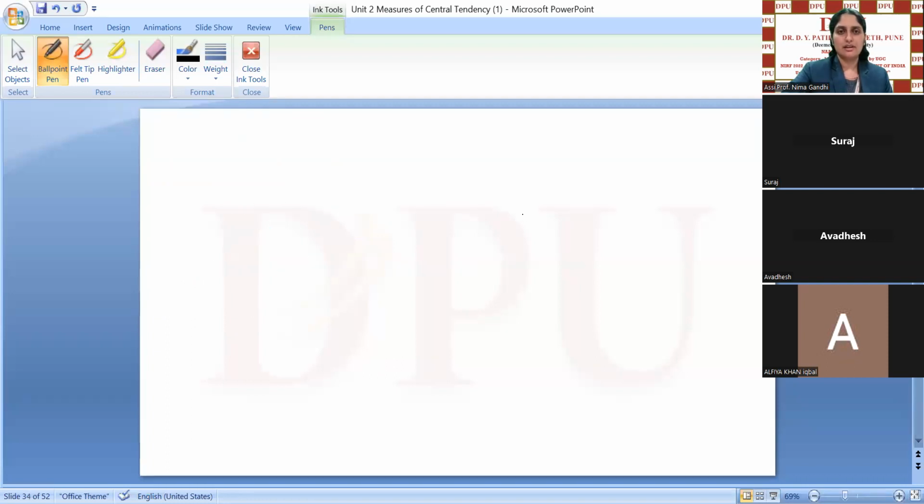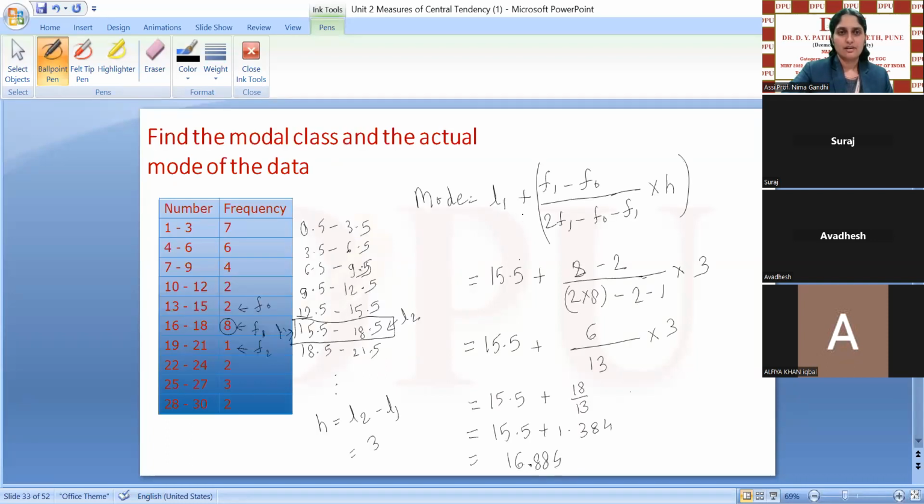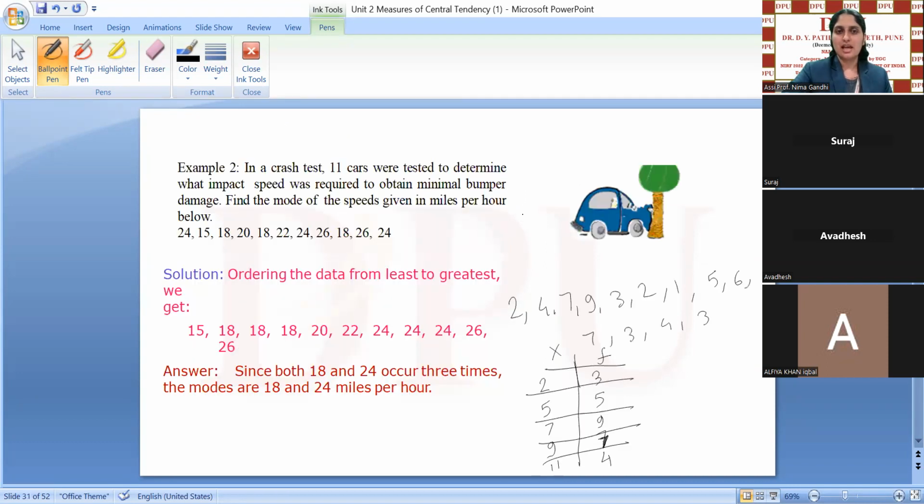Like in this case, the maximum observation is 30, the minimum is 1. So the range is 29. In this case, the maximum observation is 26. The minimum observation is 15. So your range is 26 minus 15. That is 11.